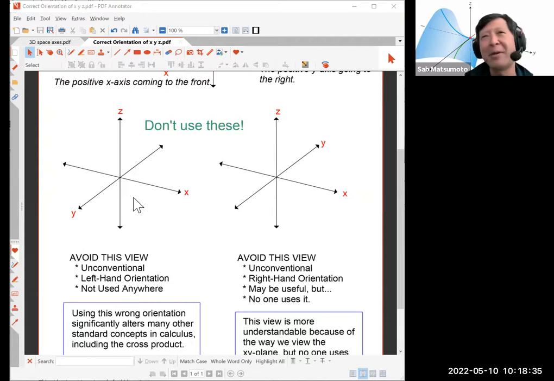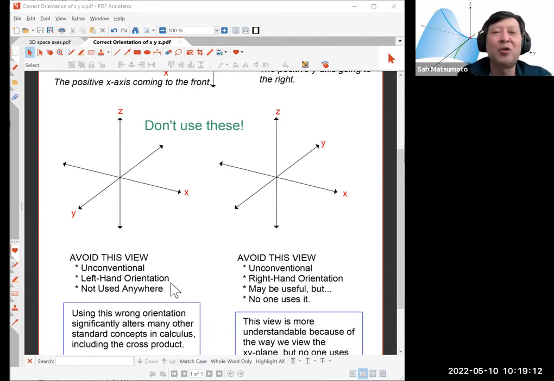You're pretty much doing this upside down, sort of like when you dislike something on Facebook, you have the thumbs down. That's what it looks like if you try to wrap your fingers from the positive X to the positive Y axis here. Okay, the problem is it is not conventional. Most professionals do not use this. And to make it worse, this is the left-hand orientation. And so if you use your left hand to wrap the fingers from X to Y, then your thumb will go in the positive Z axis. The left-hand orientation is not used.